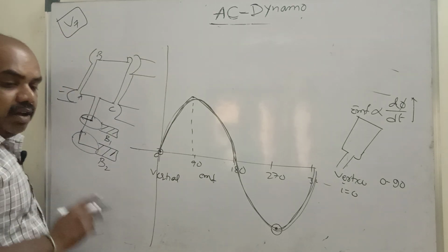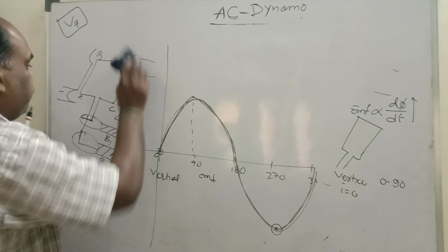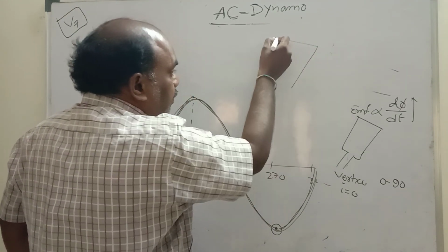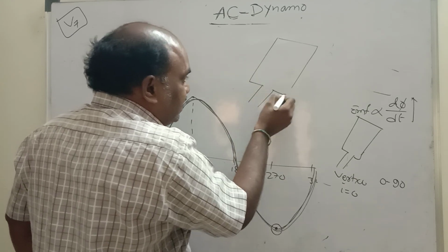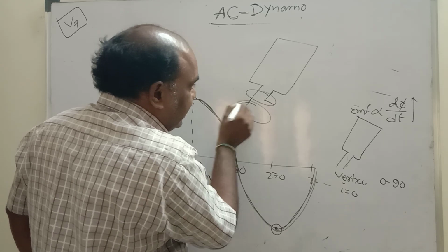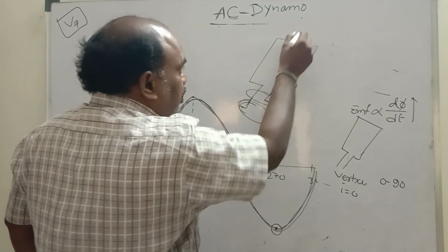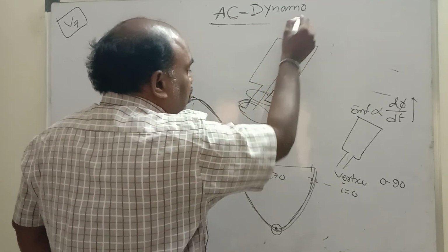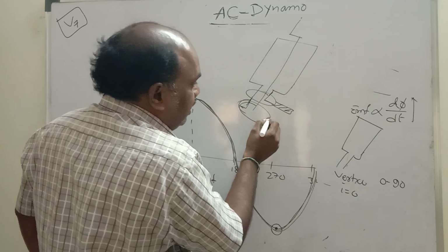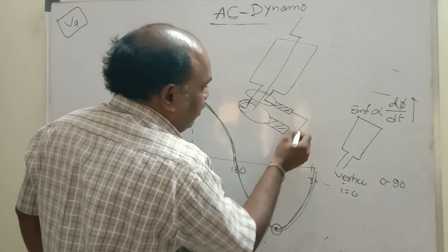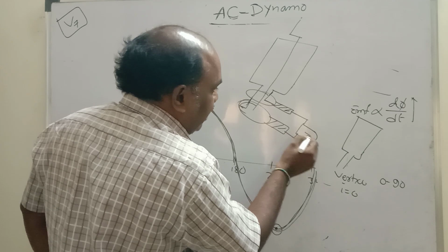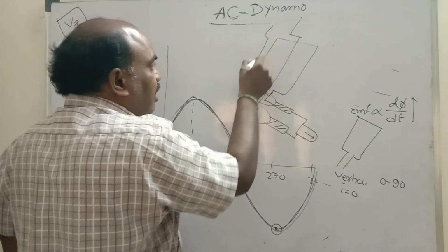Very important, children. Once again we will see. This is the armature. The two terminals of the armature we connected to slip rings. This is the first slip ring, this is the second slip ring. If you rotate the armature, what is happening? The current is going like this. If you rotate the armature one time, the current goes from here. This is the galvanometer. These are horseshoe magnets.